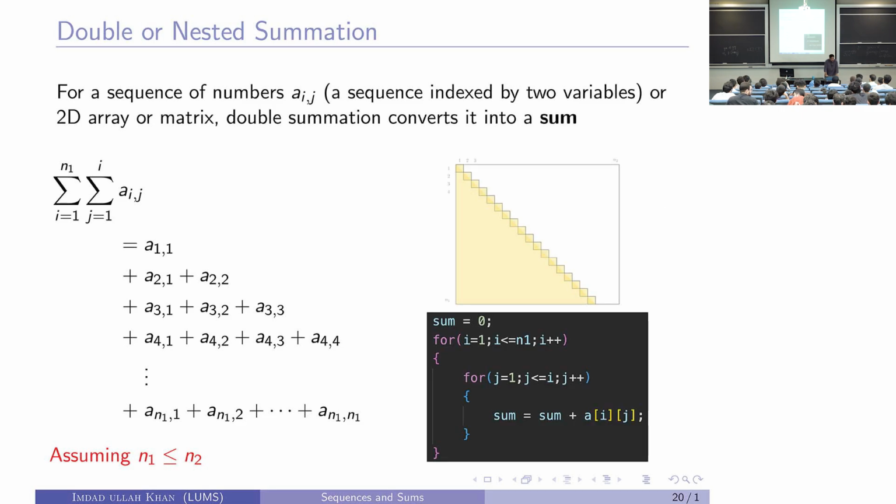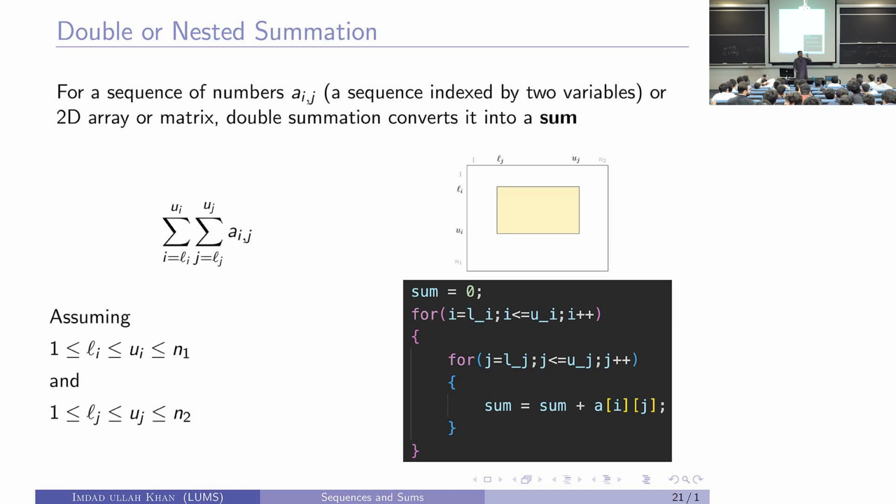This is the code if you want to sum up all the elements in the lower triangular matrix. Again, this is the upper triangle matrix code. So I'll change the diagram now. You can add any subsequence or any subarray, just like for a subsequence, you can have a different lower limit and upper limit. So you can do this also here.